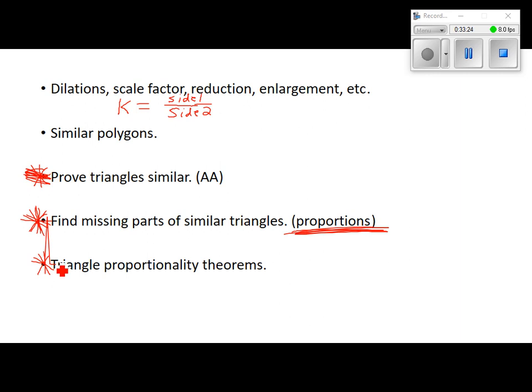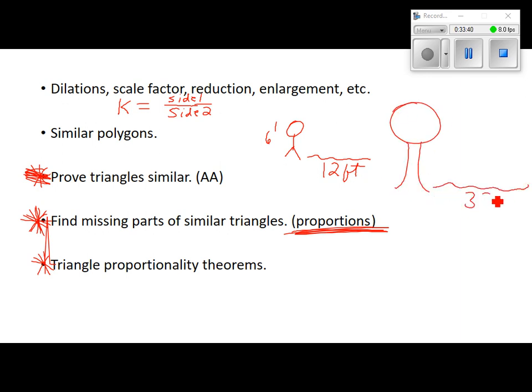So if I give you a picture, it looks like this. Mr. Ebersole standing here, and he's 6 foot tall. He casts a shadow that's 12 feet. And there's a tree over here. And it casts a shadow that's 32 feet. How tall is the tree?